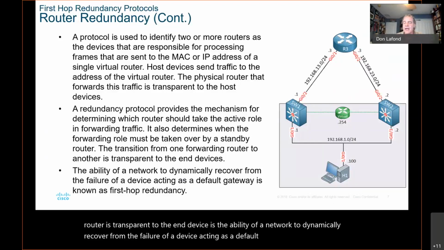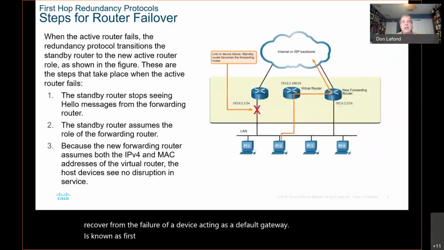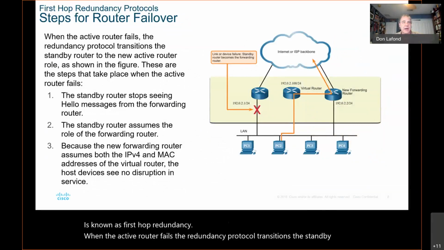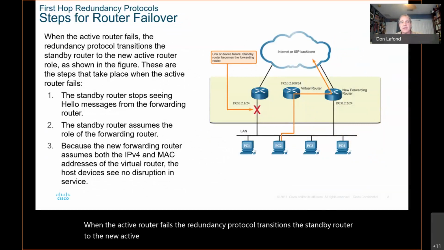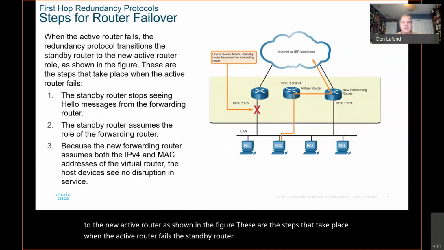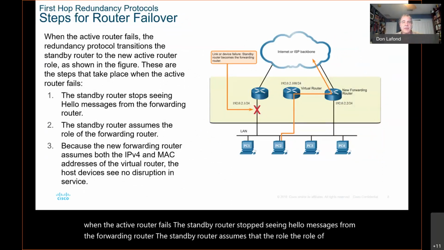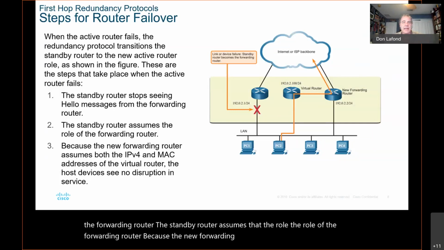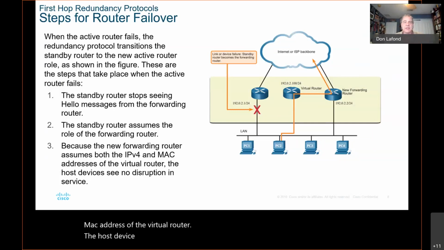known as first-hop redundancy. When the active router fails, the redundancy protocol transitions the standby router to the new active router, as shown in the figure. These are the steps that take place when the active router fails. The standby router stops seeing hello messages from the forwarding router. The standby router assumes the role of the forwarding router. Because the new forwarding router assumes both the IPv4 and MAC address of the virtual router, the host device sees no disruption in service.